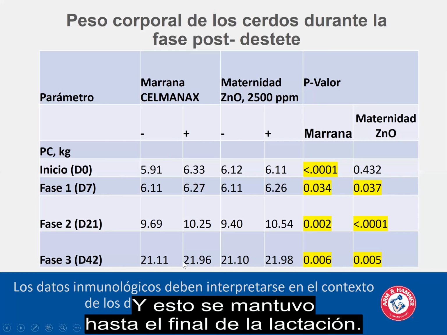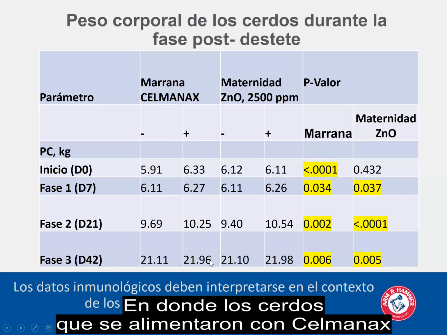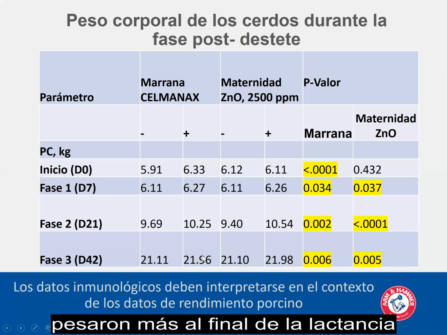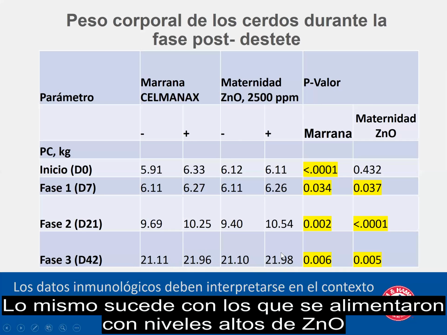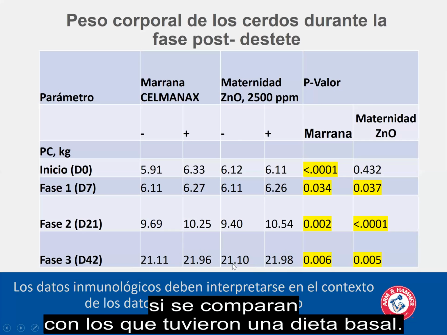And this maintained all the way to the end of the nursery, where the pigs from sows fed Salmonax had a higher body weight at the end of nursery compared to pigs that came from sows fed the control diet. And same thing for those pigs that were fed high levels of zinc oxide in the nursery compared to the pigs that were fed a basal diet in the nursery.